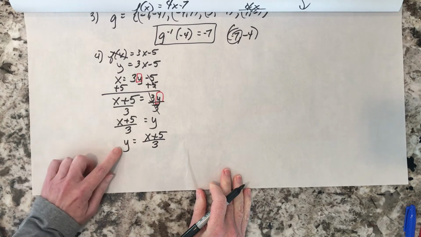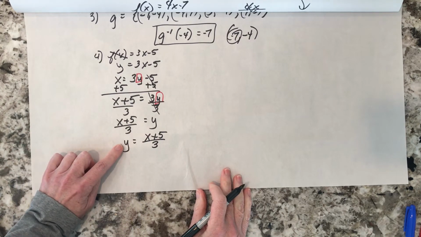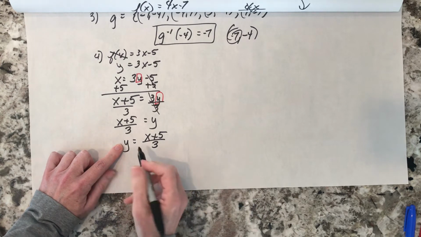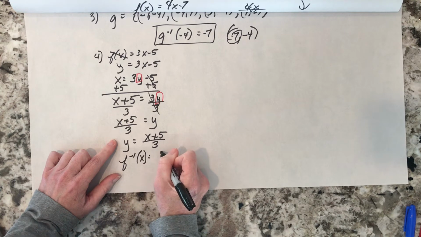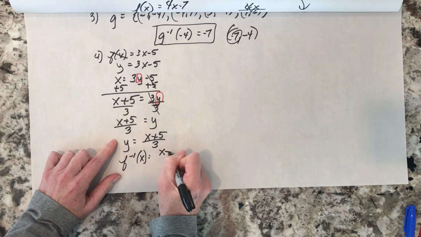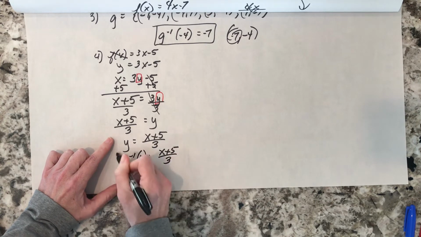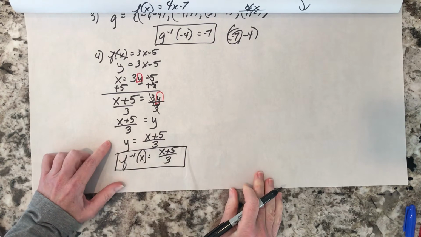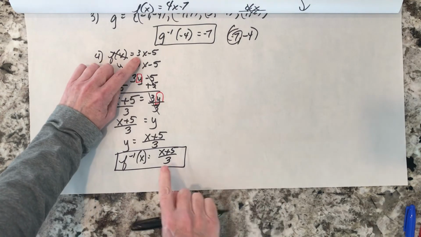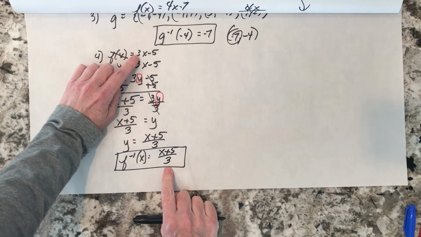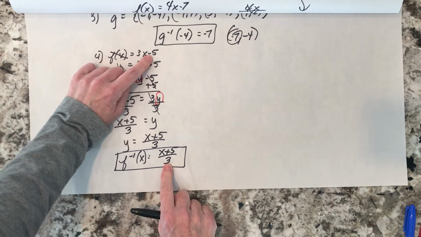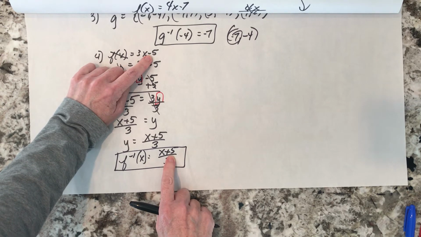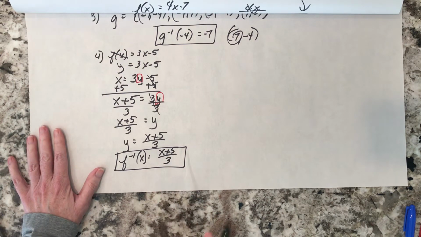And now that we've got it solved for y, let's remember that this is the inverse. So we're going to say f inverse of x, f of negative 1 of x, equals (x plus 5) over 3. And there's the answer. Notice that from the function to the inverse, this is multiplied times 3, this one's divided by 3. This one's minus 5, this one's plus 5. That's what's going to happen each time.